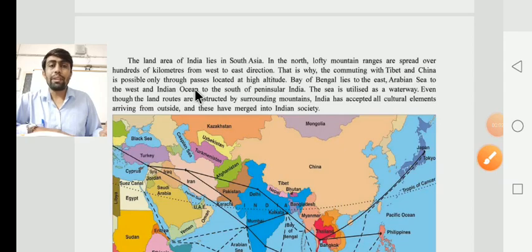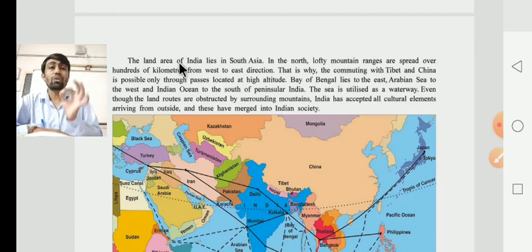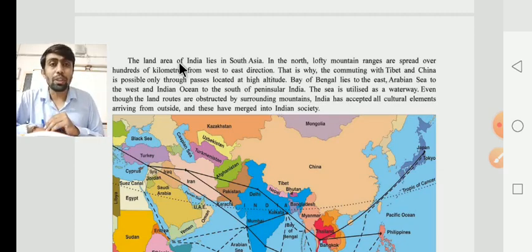Now, dear children, continue with chapter number 13. The land area of India lies in South Asia. Dear children, you know very well how much the area of India is. 32.8 lakh square kilometers is the area of India. Now, where does India lie in South Asia?